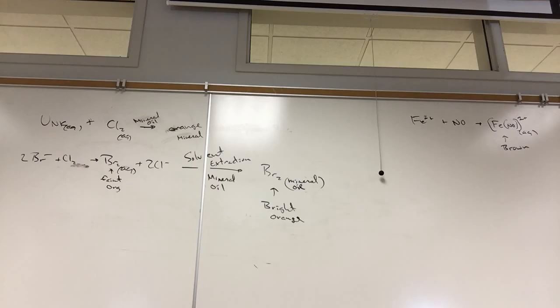Iodide is just going to be purple, right? And so if we have iodide in there, chlorine can easily oxidize iodide, and we'd form iodine.